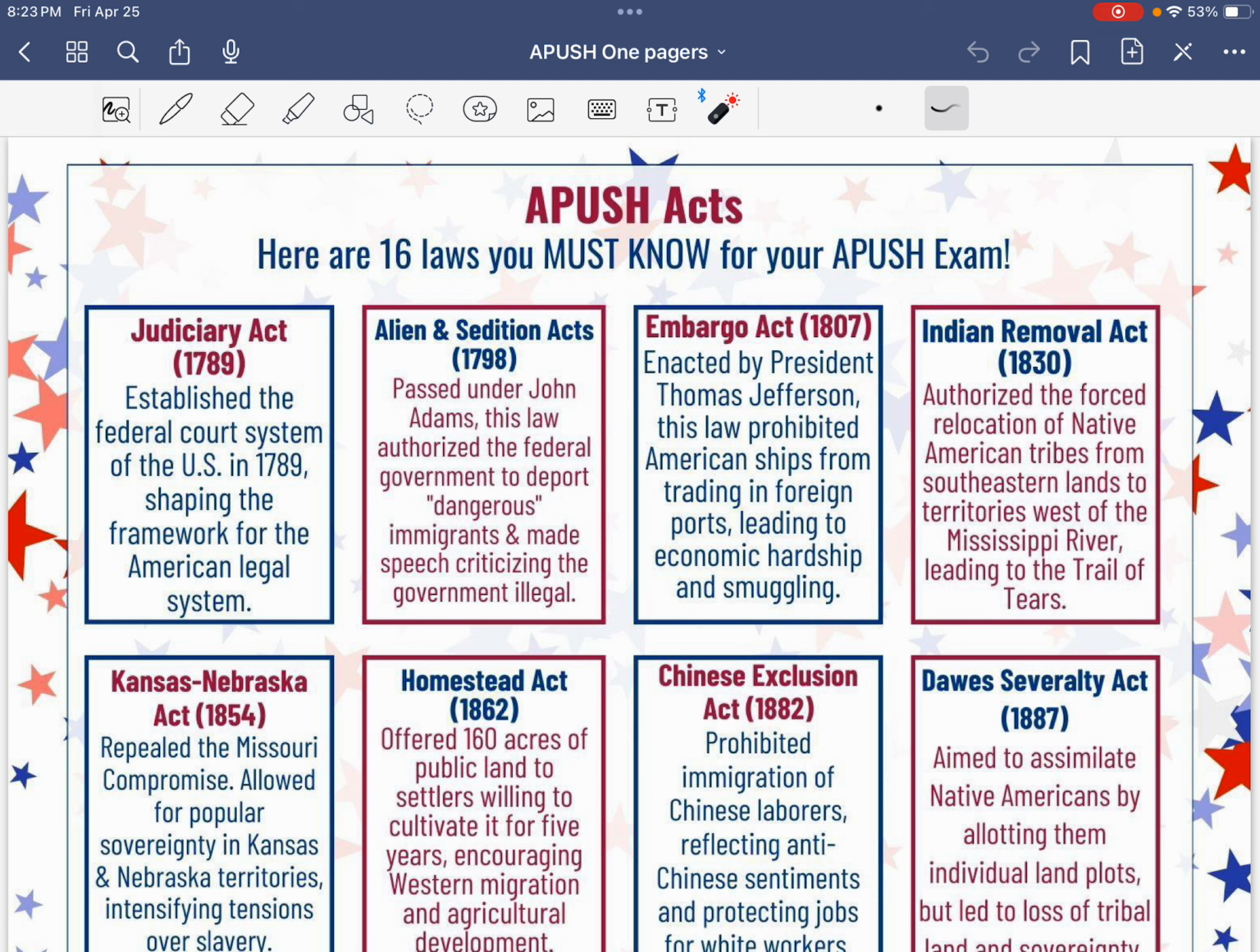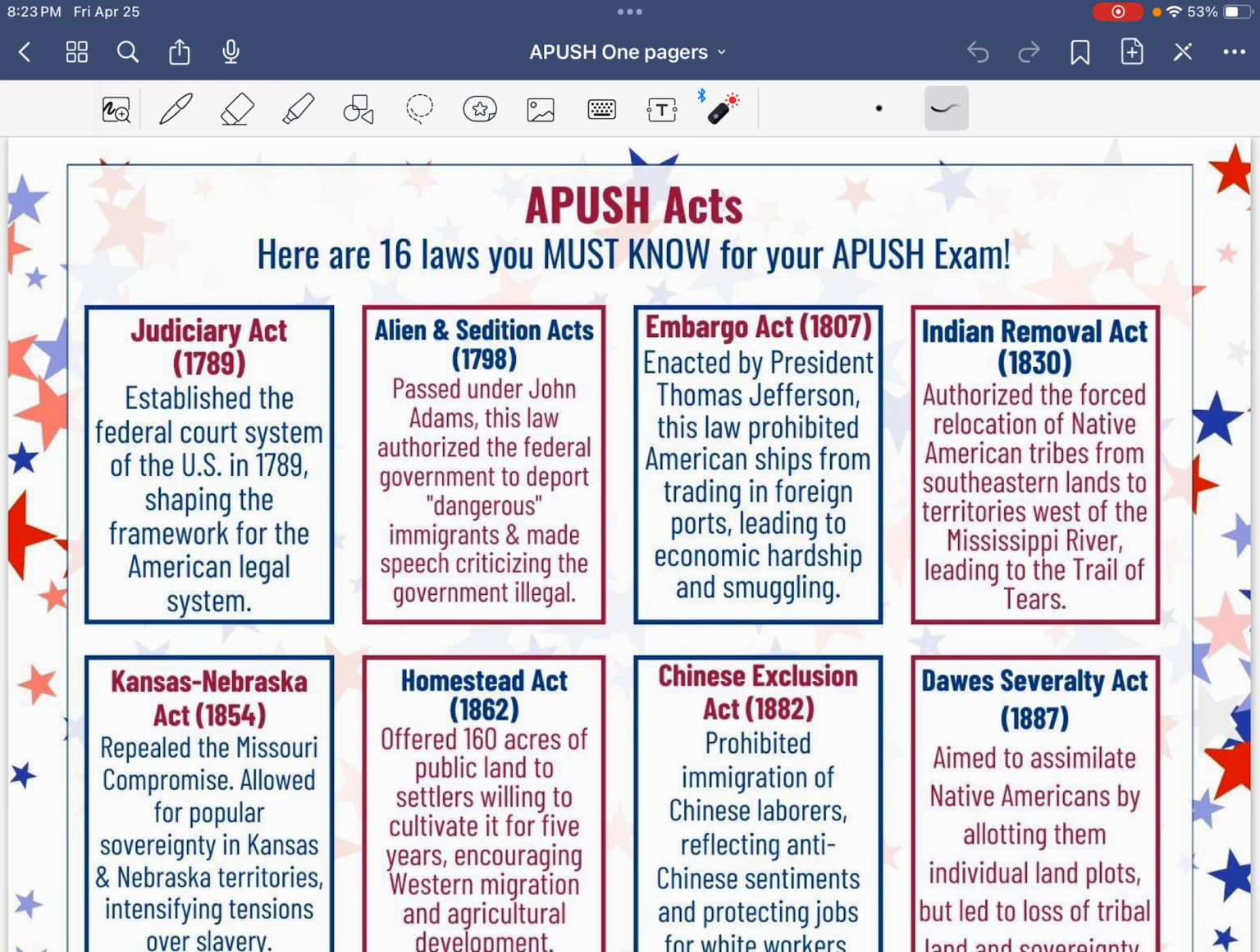The Indian Removal Act, 1830. This is Andrew Jackson, this is time period 4. So it authorized the forced relocation of Native American tribes from their ancestral lands. So America at this point had possession of all of the eastern seaboard, all the way to the Mississippi River, and all of the Louisiana Purchase.